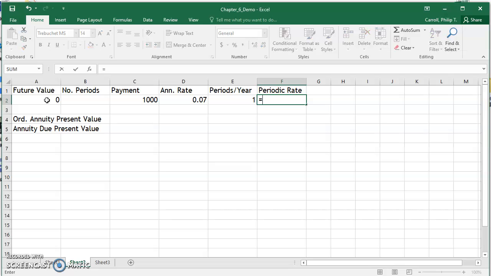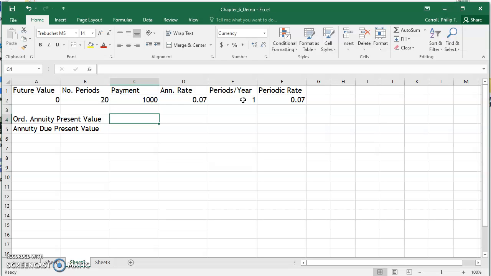Periodic rate, I'm going to calculate it the same way I did before. So take my annual rate, divide that by the number of periods per year. Yeah, it's 0.07, but like I said, I'm just being thorough. As far as number of periods, it's not actually specified in the notes file, so I'm going to call it over a 20-year span. All right, so we've got everything we need.